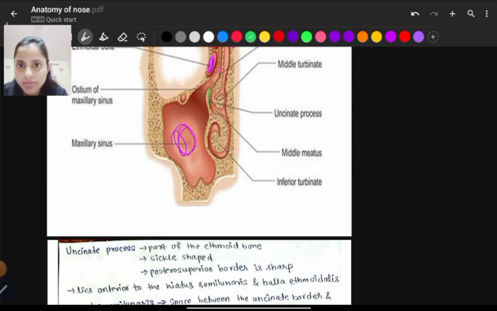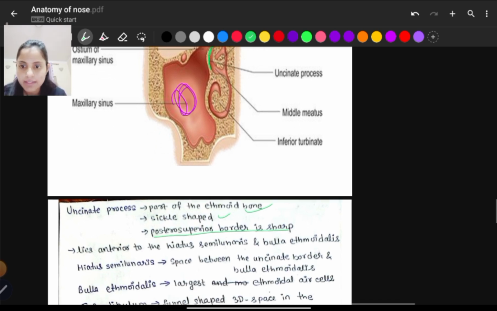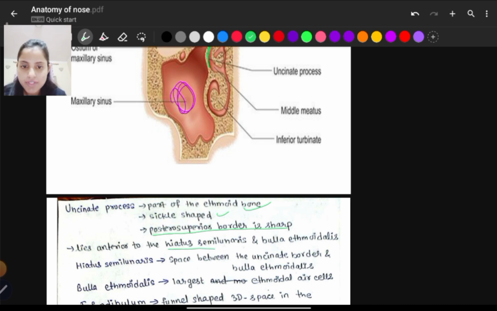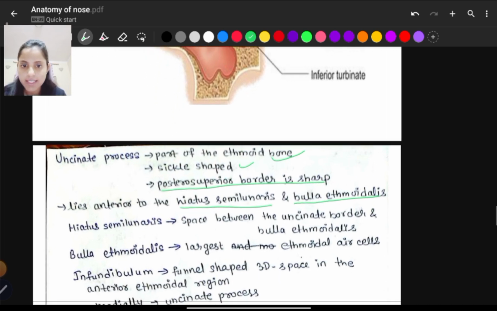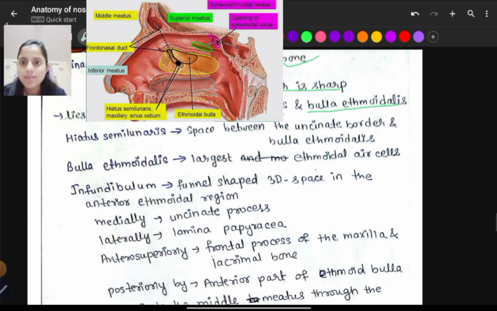The uncinate process is part of the ethmoid bone. It is sickle shaped, as we can see. Its posterior superior border is sharp. It lies anterior to the hiatus semilunaris and the bulla ethmoidalis. The hiatus semilunaris is the space between the uncinate process and the bulla ethmoidalis. The bulla ethmoidalis is the largest ethmoidal air cell.